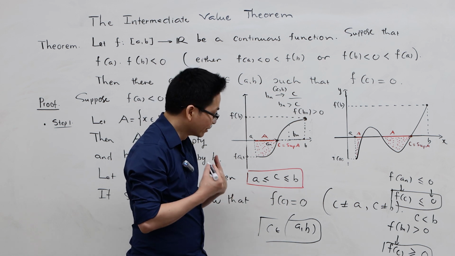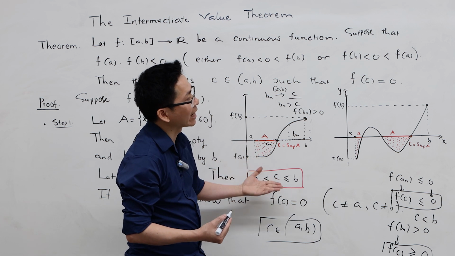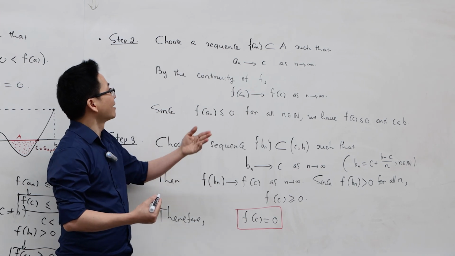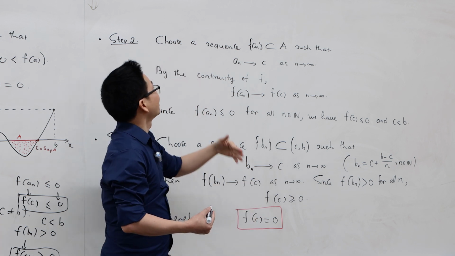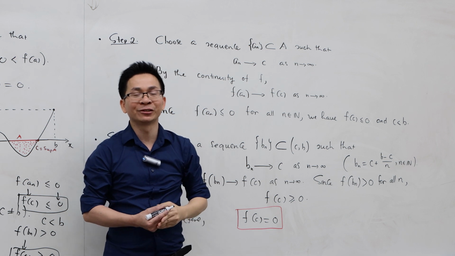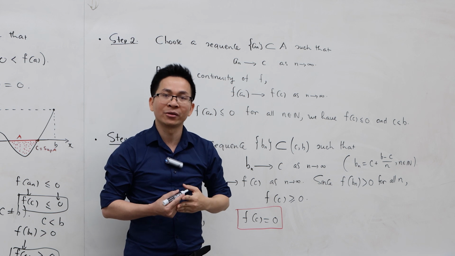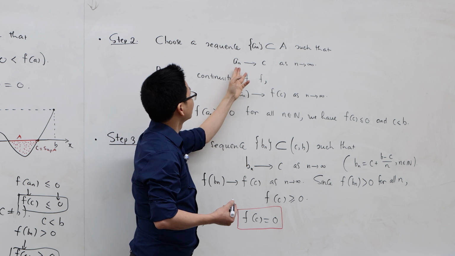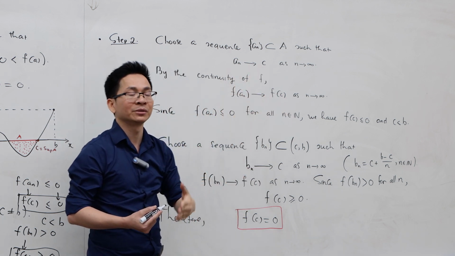Let me move to the second step by showing that f of c is in fact less than or equal to 0. Now, because C is the supremum of the set A, we can find a sequence an in A that converges to C. So please see my video lectures on the supremum and the infimum to find out this property. By the continuity of f, because an converges to C, f of an converges to f of c as n approaches infinity.